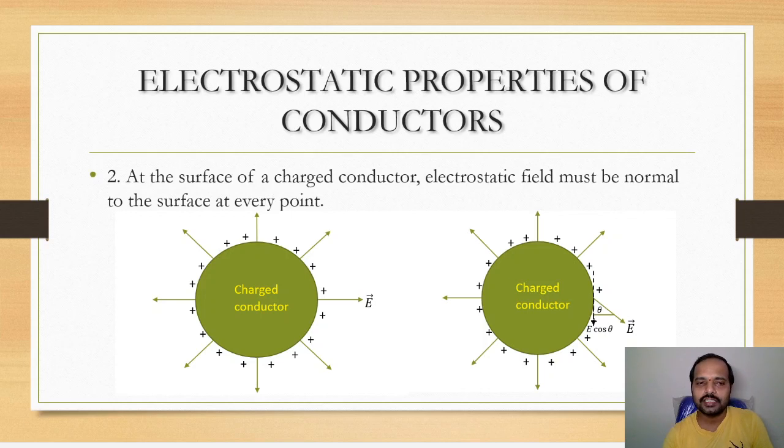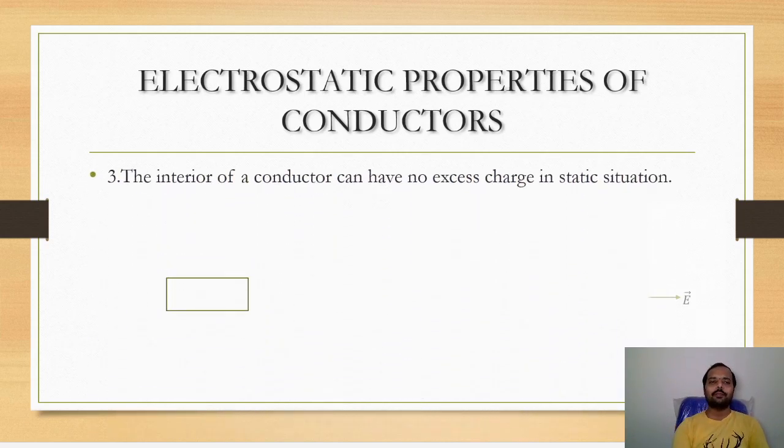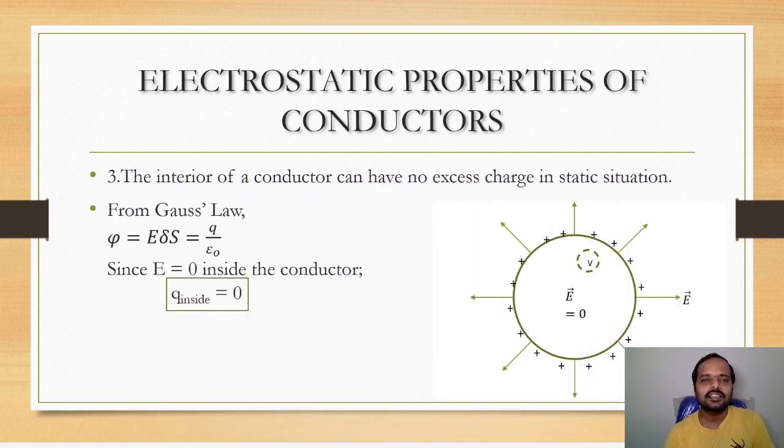Now let's go to the next property. The next property states that the interior of a conductor can have no charge in a static situation. To understand this, let us take a charged conductor with charges already residing over the surface, and the electric field outside the surface is E bar, and inside the surface it is equal to 0. Now remember one thing, I am going to apply Gauss law for this small volume element which I have taken over here.